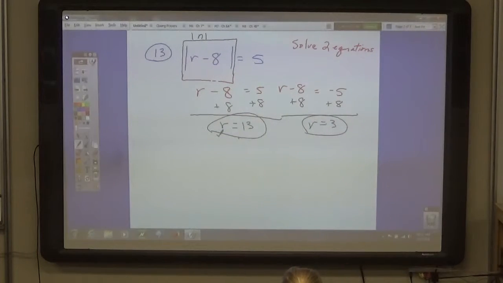Excuse me. Thank you. So, that's what we're going to do for tomorrow. We're going to work on just finding these simple absolute value solutions.